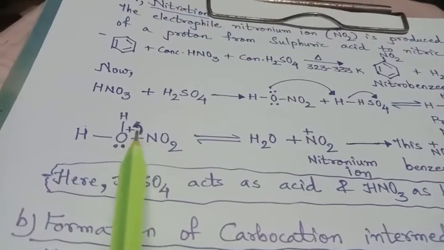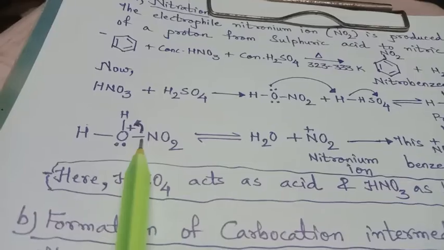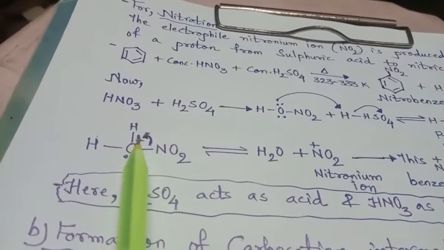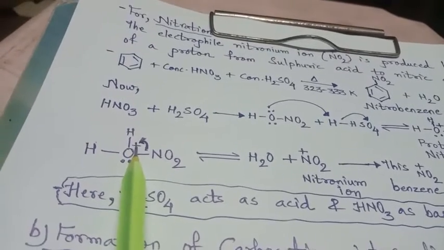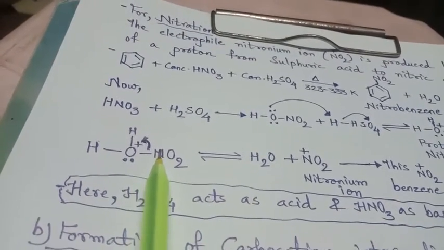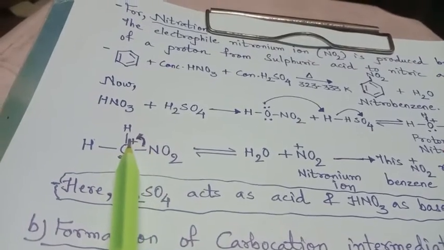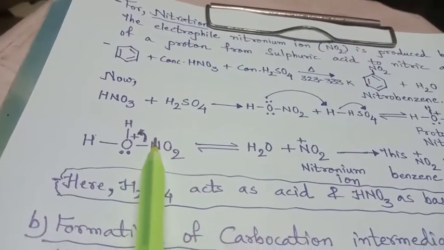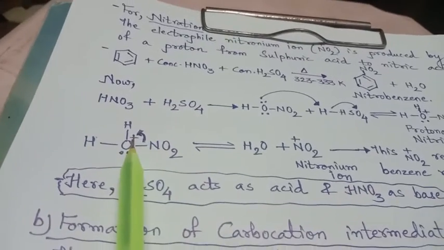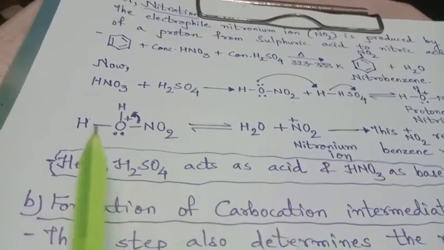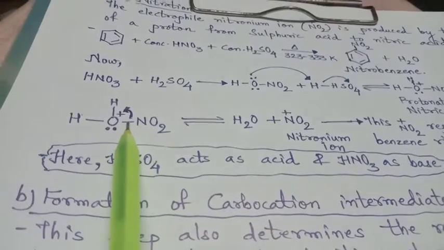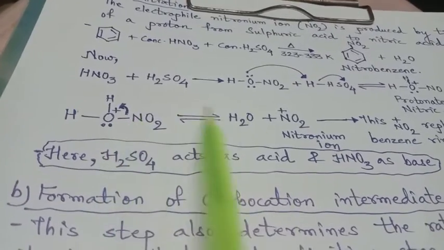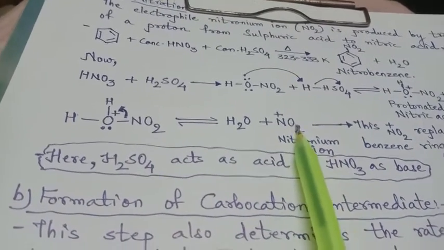This protonated nitric acid further cleaves, and this bond is giving its electrons over here. So what happens? This positive charge will be taken to the nitrogen, because this bond is giving electrons, and this will separate as H2O. This positive charge will come to the nitro compound, because this bond is breaking, and this is the nitronium ion.